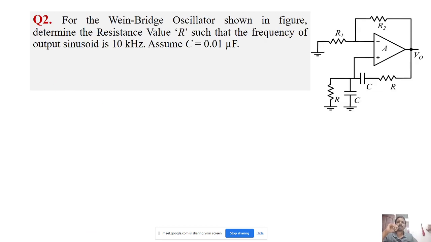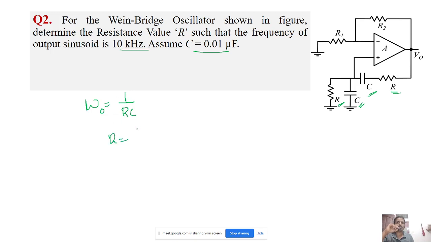The second question is, for a Wien bridge oscillator shown in the figure, determine the resistance value R such that the frequency of output sinusoid is 10 kilohertz. Assume C equal to 0.01 microfarad. So this is the same Wien bridge oscillator, and given the C value as 0.01 microfarad, we need to find the value of R. It is pretty much straightforward. We already know the frequency of oscillation for a Wien bridge oscillator, that is omega naught equal to 1 by RC. Okay, and given is its frequency 10 kilohertz, right?